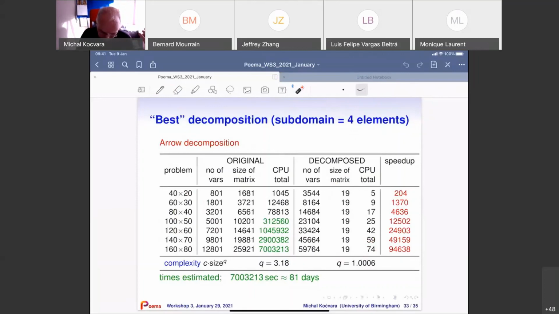And for me, the most important information is the complexity. So if you look at the complexity of MOSEK for the original problem, on the dependence of the CPU time on the size of the problem, we will get this parameter of about 3.5, which corresponds to the theoretical complexity of the interior point method. For the decomposed problem, we get just linear complexity, which was quite surprising for me, and of course, that's quite nice to see.